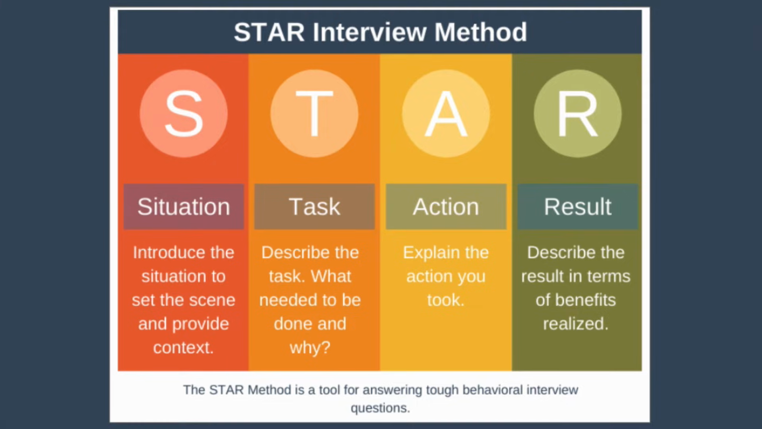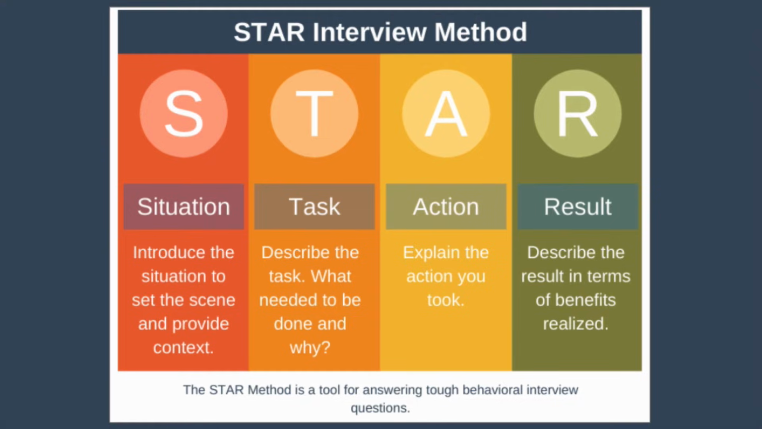So let's jump in and take a look at how the STAR method works. Now, STAR is an acronym standing for Situation, Task, Action, and Result. And each word of the acronym is a step, and you perform each step in order. So the first step is situation. And in this step, you describe the situation you were facing. So you're setting the scene for your answer by explaining how you found yourself in this situation.